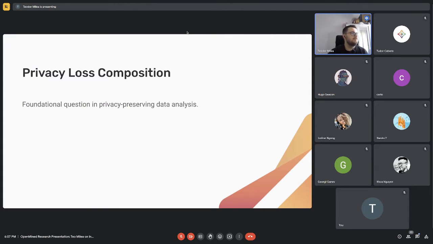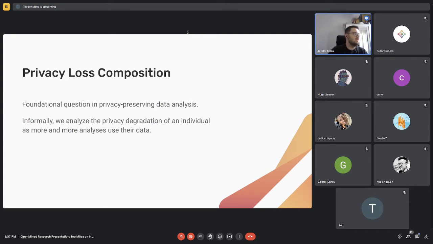So the main topic of the paper is privacy loss composition, which is of course a fundamental question in privacy preserving data analysis. But informally, what we are trying to do is analyze the degradation of each individual's privacy as more analysis use their data.